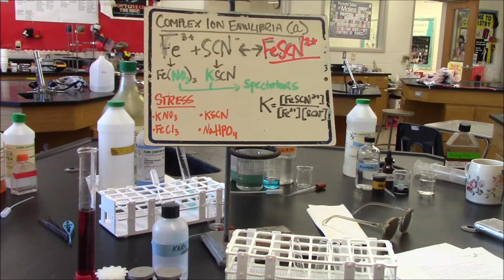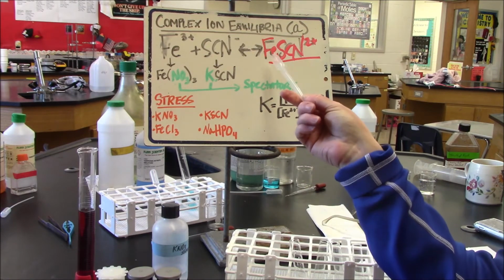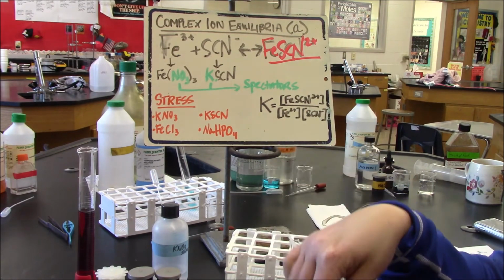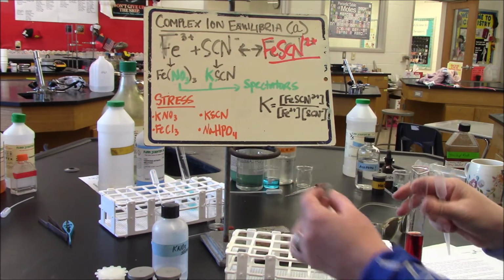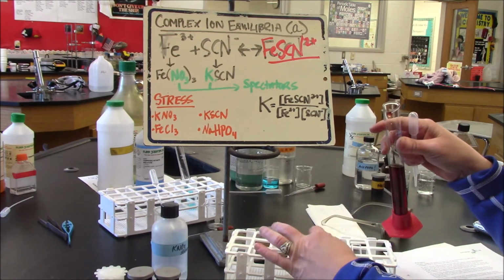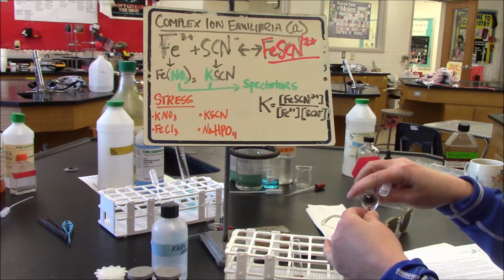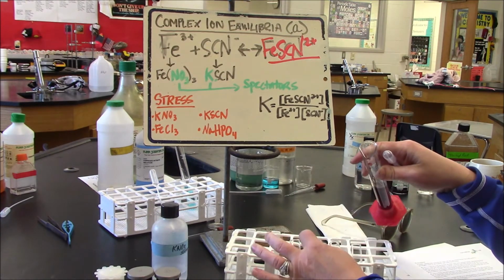Now what we're going to do is look at a series of complex ion equilibria. In the first situation, we're looking at an equilibrium that exists between iron 3 plus ions, thiocyanate ions, and then this complex ion here between iron 3 plus and thiocyanate. I have a solution that's in equilibrium here, and I'm going to set up 4 different scenarios. And in each scenario, I'm going to add a different substance in order to try to stress that equilibrium.